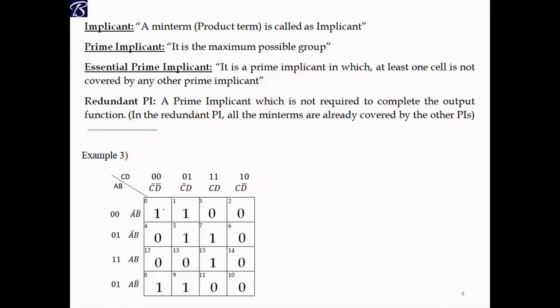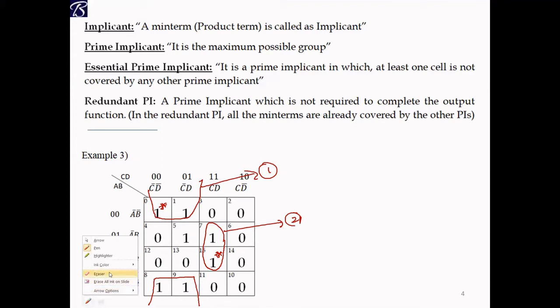In the same way, here this is essential, as you told. This one is essential, marked with a star, and this one is also essential. Let us say 1 and 2 are the essential ones. Without these, the output function cannot be completed. Then if you consider cell number 5, there are two non-essential prime implicants: this is the first one and this is the second one.